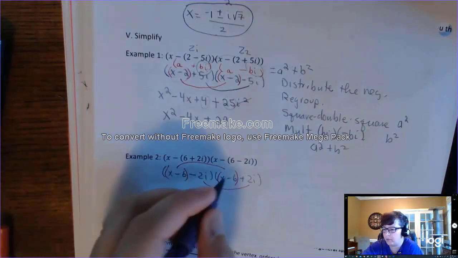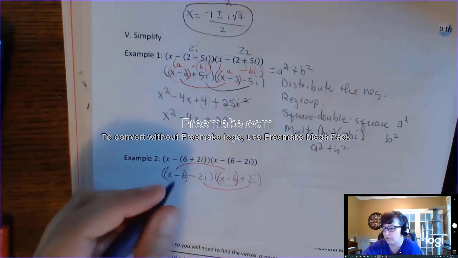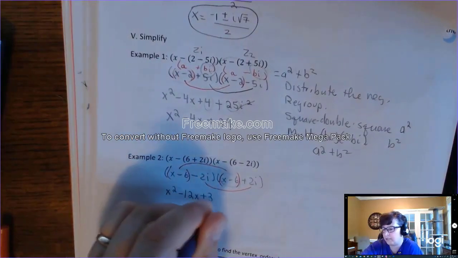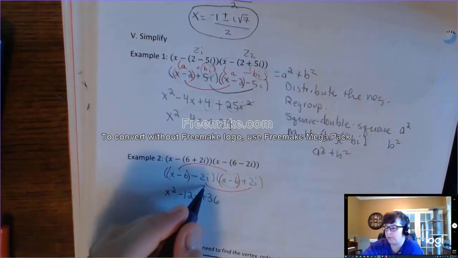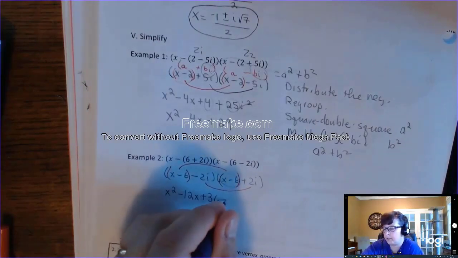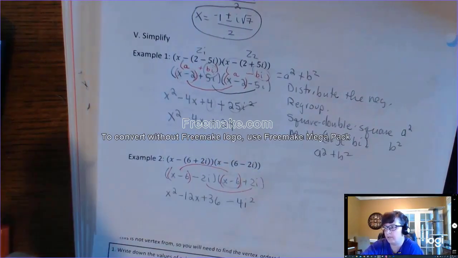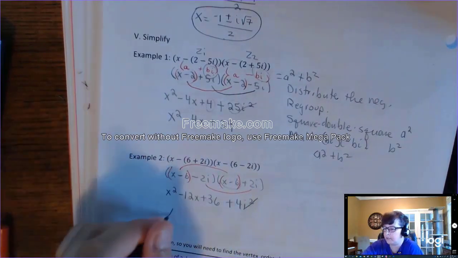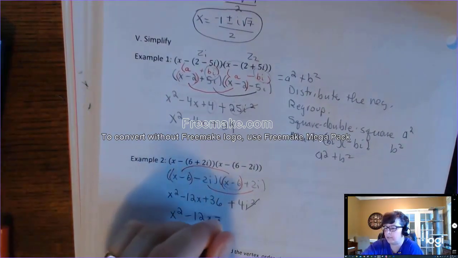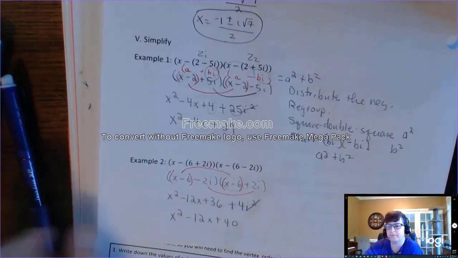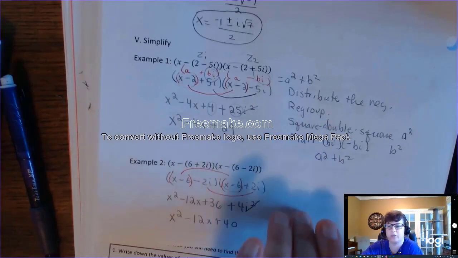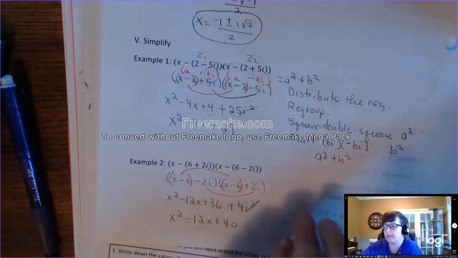So the way we're going to multiply those two is my little shortcut square double square. That's x squared minus 12x plus 36. And then we're going to multiply negative 2i times positive 2i. That's negative 4i squared, which becomes positive 4. So you get x squared minus 12x plus 40. So this lesson's just a bunch of skill work, so I just added those in there. We'll come back to that at a later date.